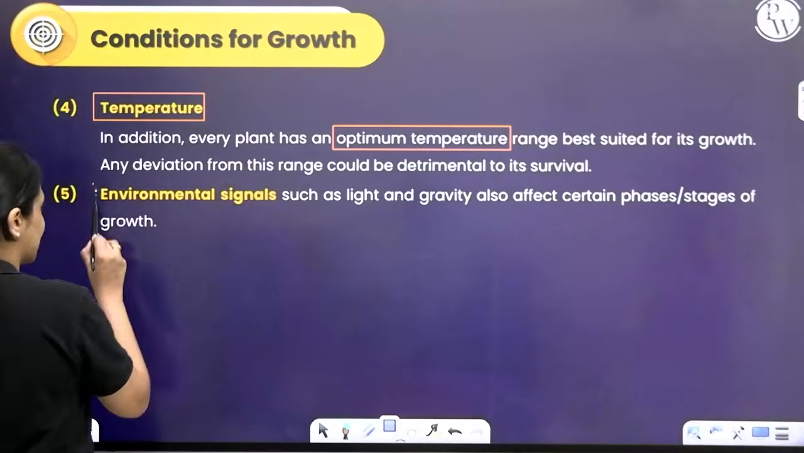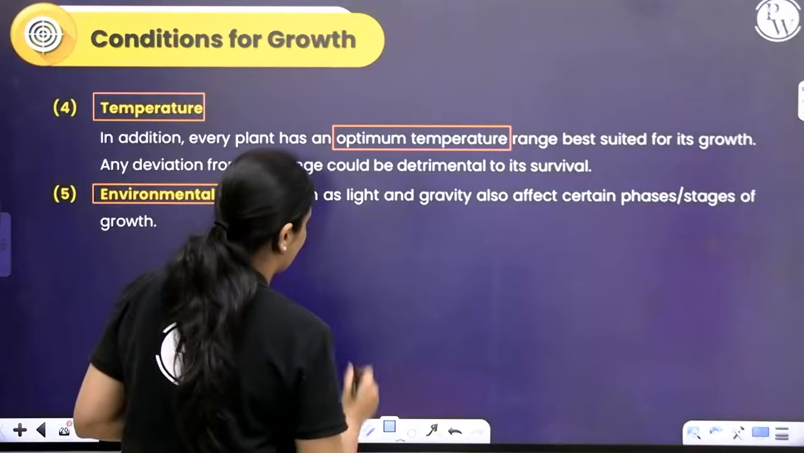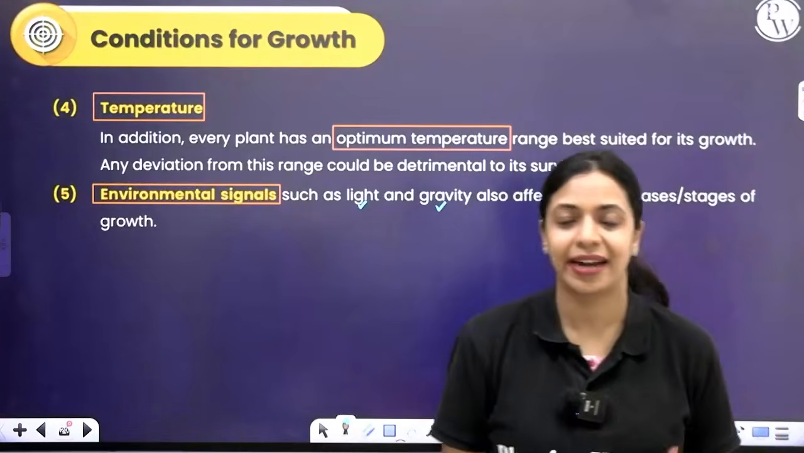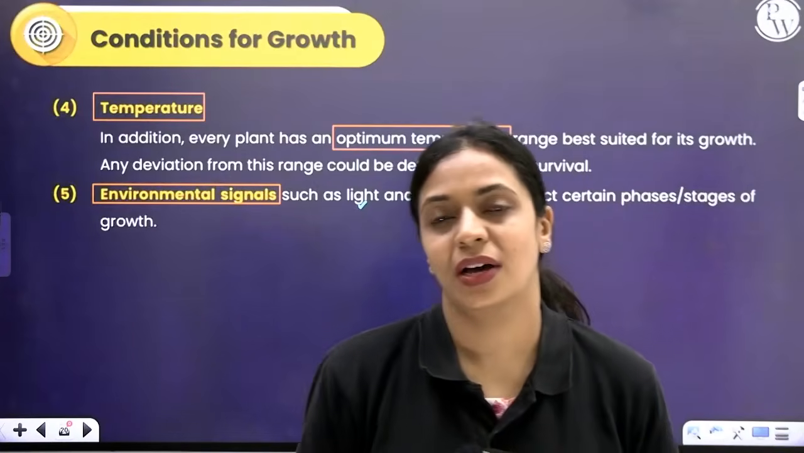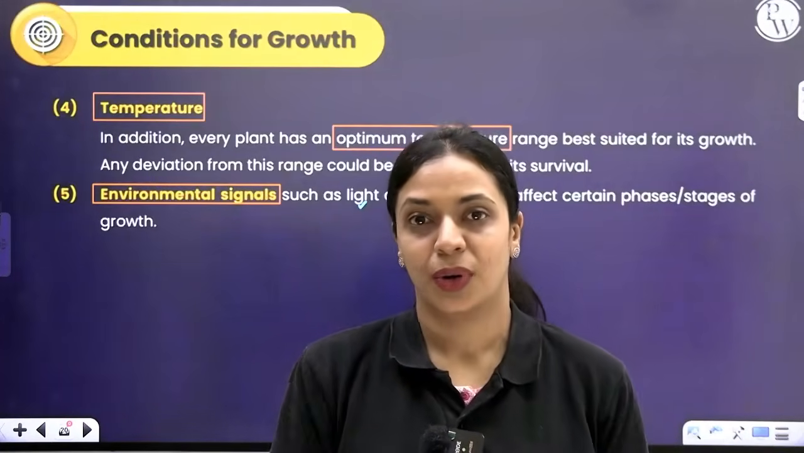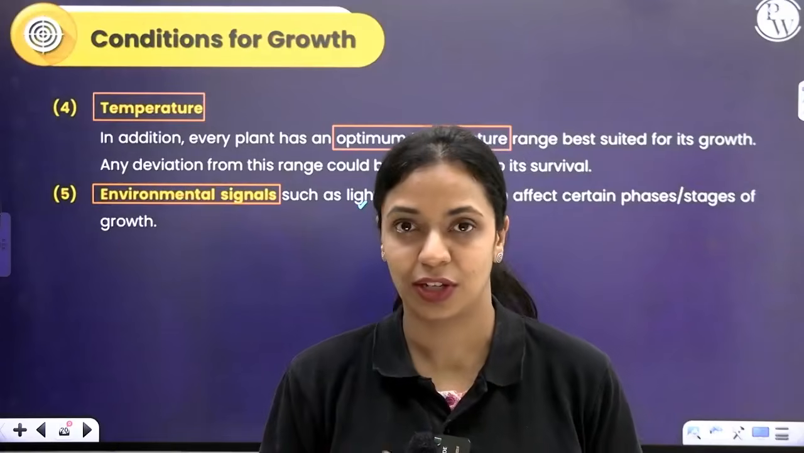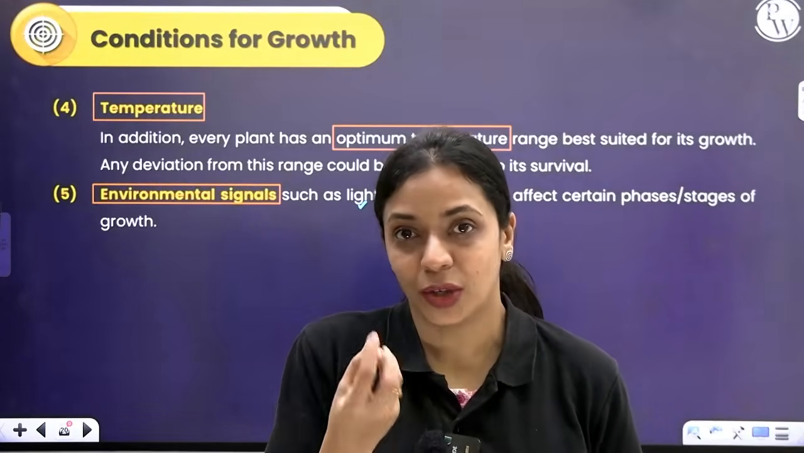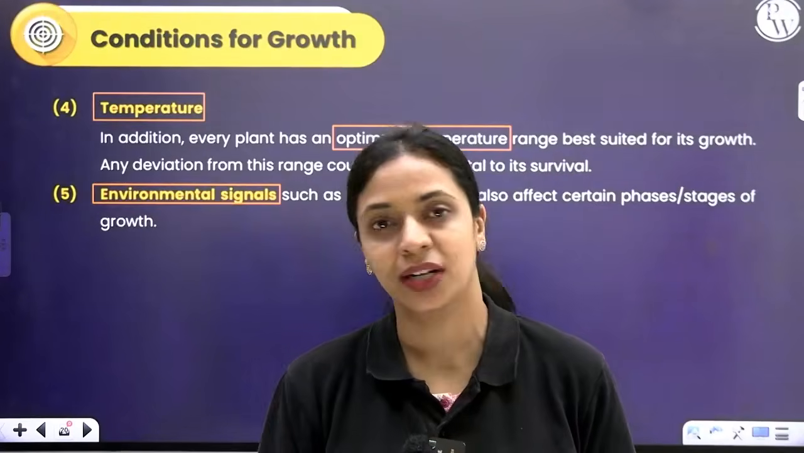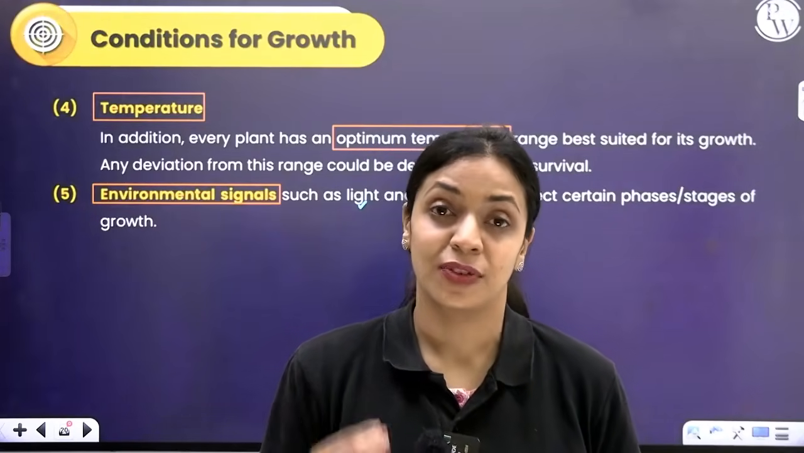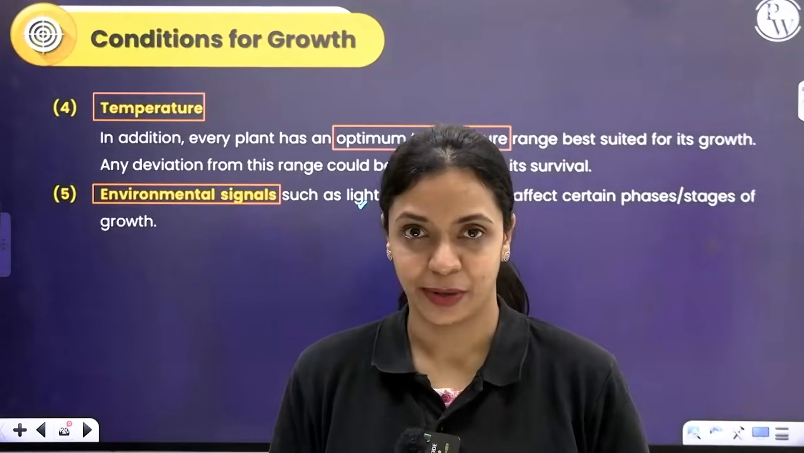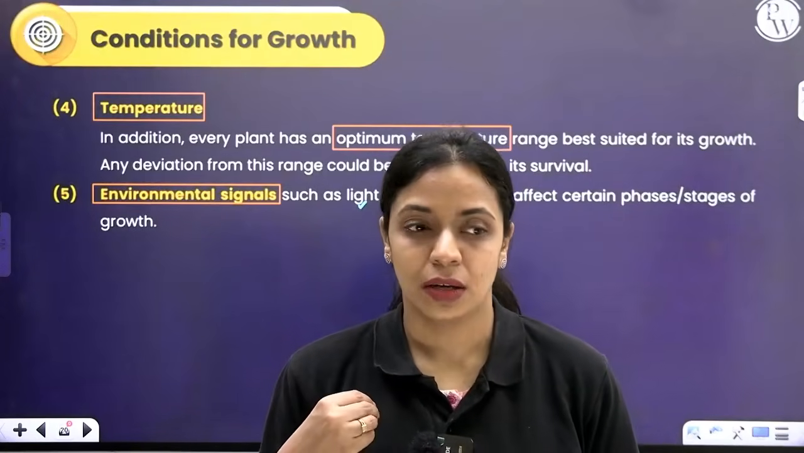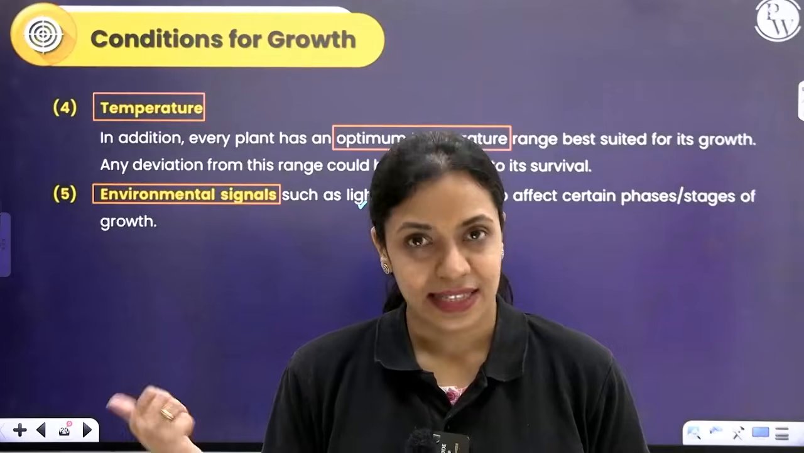Then environmental signals such as light and gravity also affect growth and development. Some plants need a specific duration of light, specific duration of darkness to flower. Roots need to know about gravity in order to grow towards the soil. Some plants flower only after a cold treatment. So for their development also, these environmental factors are essential.